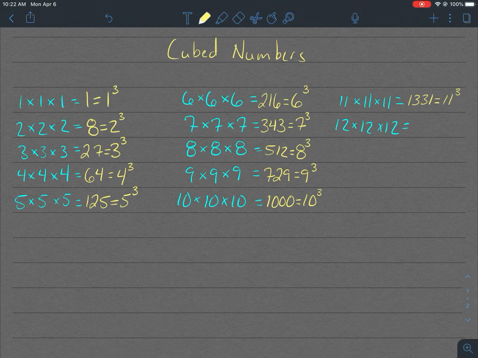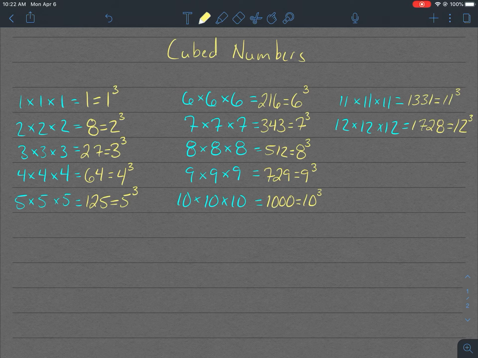Okay, now 12 times 12 times 12 is our last one, and we'll be done for today. 12 times 12 is 144, times 144 by 12, and you're going to get 1,728, which is equal to 12 cubed.